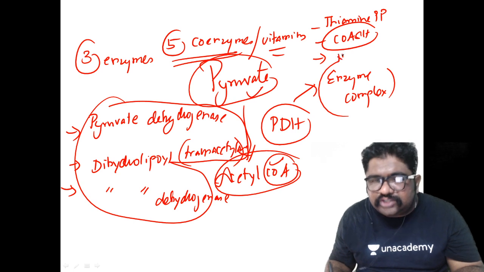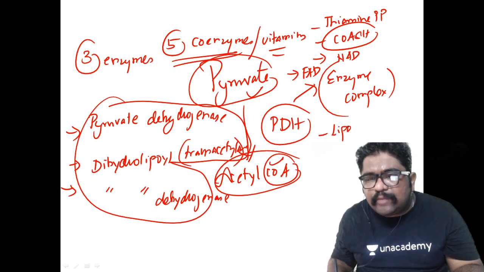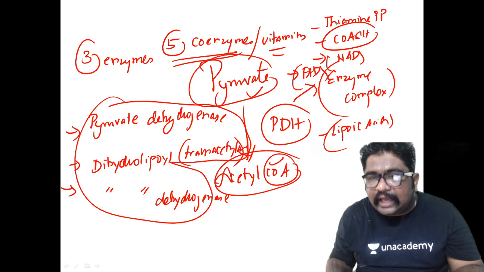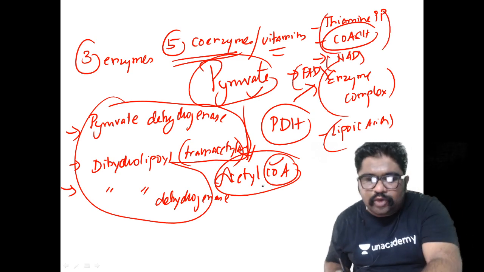Next, for the reduction reaction, you'll require NAD, which is niacin. And you'll also be using FAD, which is riboflavin. And ultimately, you'll be having lipoamide in the form of lipoic acid. So we have five vitamins and three enzymes. So I hope you understand.